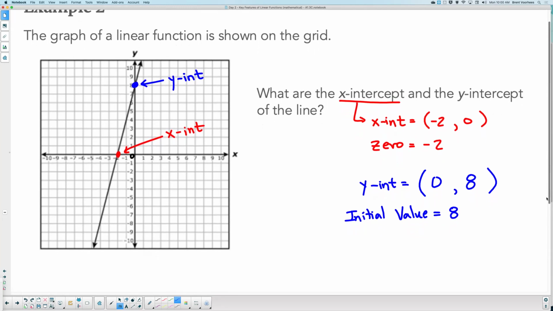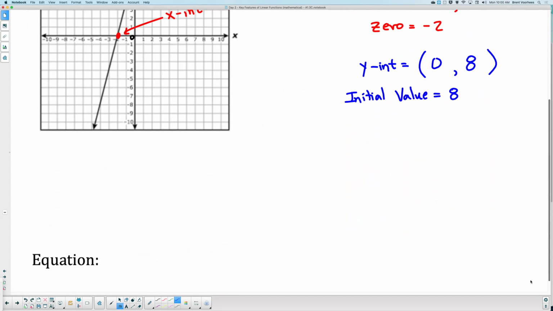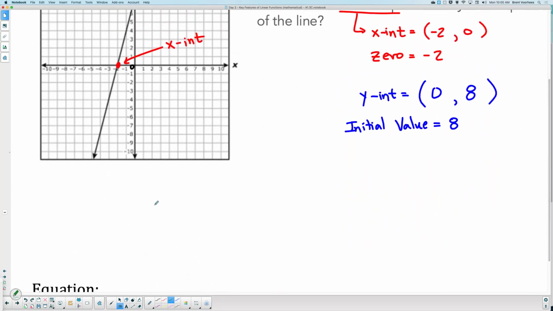All right, with that, it's time to write our equation. I have way too much space. It's way down there. Remember, the equation comes in the form y equals mx plus b. Y equals mx plus b. What does the m stand for? Slope. Do we know the slope yet?